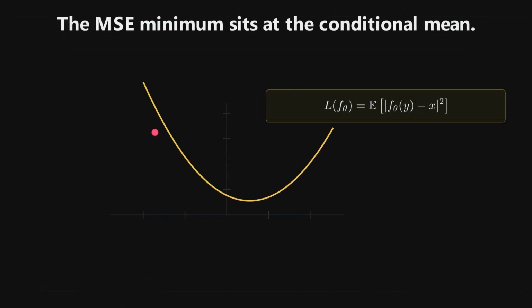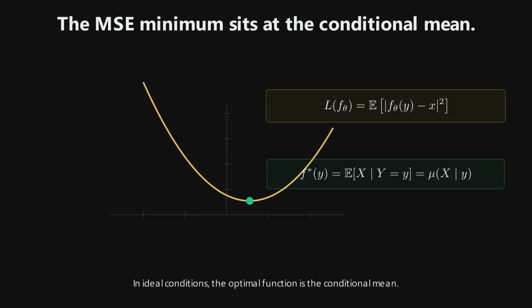Now we turn this into training. We define a squared error loss, L of theta, equals the expected square distance between f theta of y and x. This is ordinary mean squared error. Nothing fancy. The kind of loss function that has been quietly doing homework since the early days of machine learning. But the theorem says something powerful. The function that minimizes this expected squared error is f star of y equals the expected value of x, given y equals y.